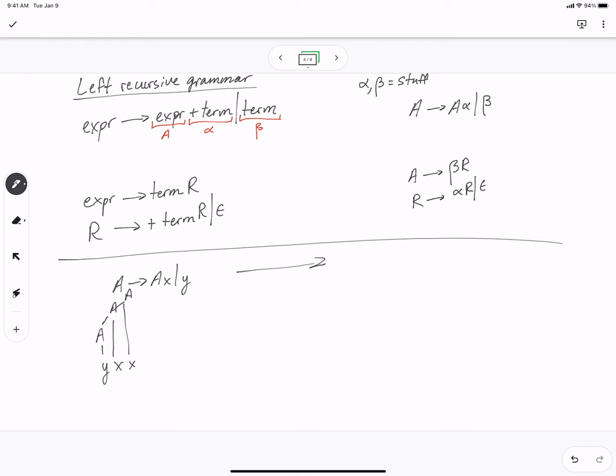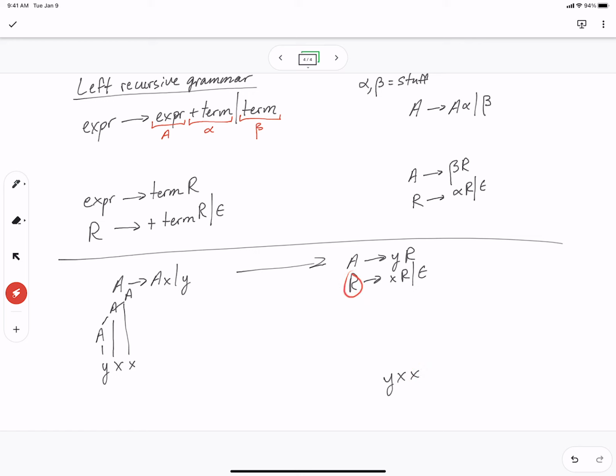Now, let's convert that using our conversion tool. A is going to be beta R, which is YR, right? Y is beta. And R is going to be alpha R, which is XR, or epsilon. So let's see if we can parse this same string of terminals using that one. Okay, so what do we have? R goes to XR. So here we have an X. Can that take the form of R? Or can R take the form of just an X?